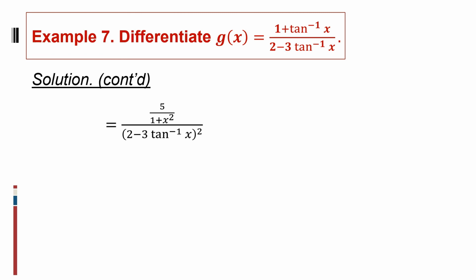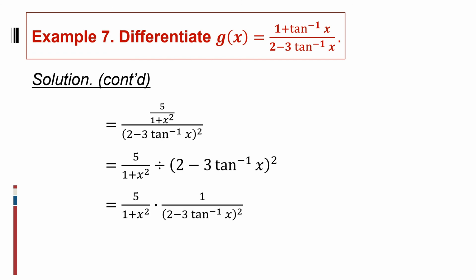Simplifying further, di ba ganitong ibig sabihin yan? 5 over 1 plus x squared divided by 2 minus 3 arctan x squared. And alam natin, pag nagdi-divide tayo ng fractions, kinukuha natin yung reciprocal ng divisor tapos minumultiply natin. So that becomes 5 over 1 plus x squared times 1 over the square of 2 minus 3 arctan x. Or simply, the final answer is 5 over 1 plus x squared times the square of 2 minus 3 arctan x.